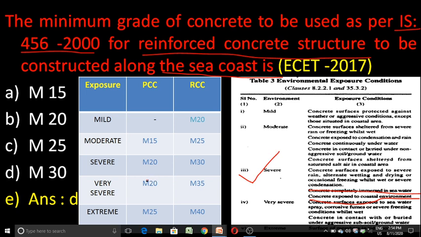So for the severe environmental exposure condition, what is the minimum grade of RCC used? The answer is according to Table 5: for severe, M20 is for PCC and M30 for RCC. The question asks about a reinforced concrete structure. So this coastal area construction falls under the severe condition, and in the severe condition the minimum grade of RCC used is M30. So option D is correct for this question. Let us go to the next question.